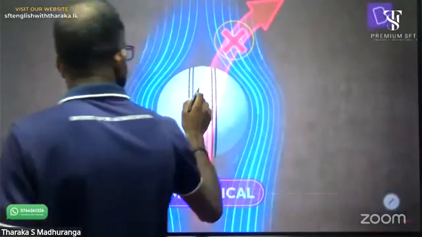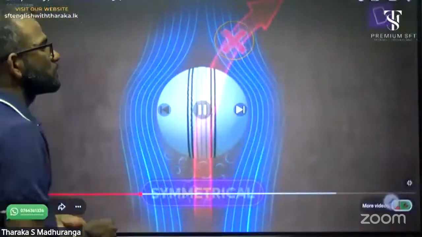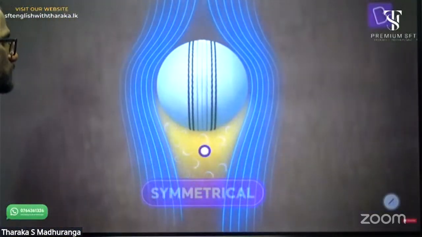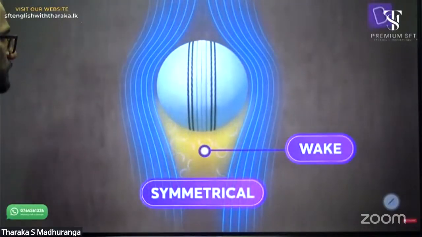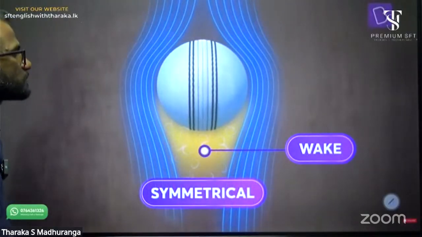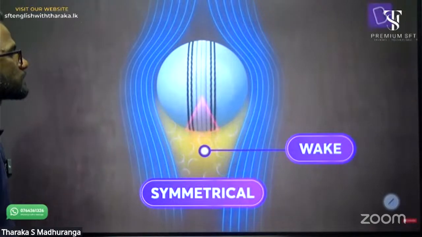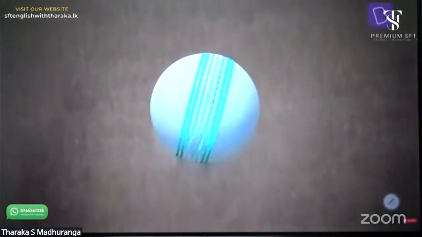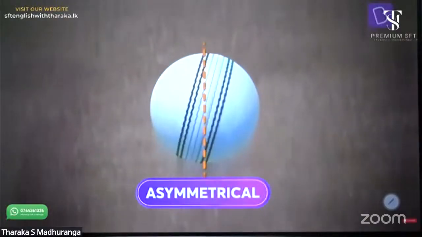At the same time, it creates a region of airflow separation behind the ball called the wake, also symmetrical, confirming the ball's resultant path, a no swing delivery. However, when a swing bowler holds the new ball, he releases the ball with an angled seam to generate asymmetry.